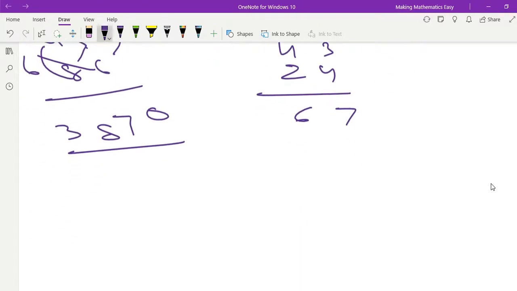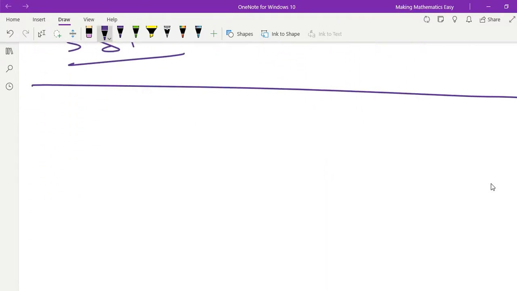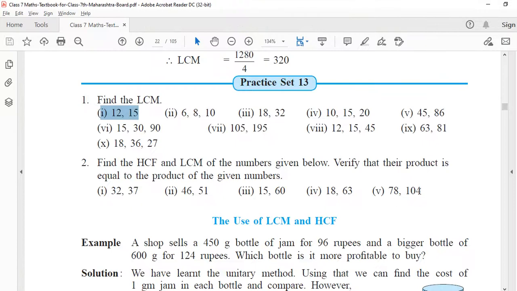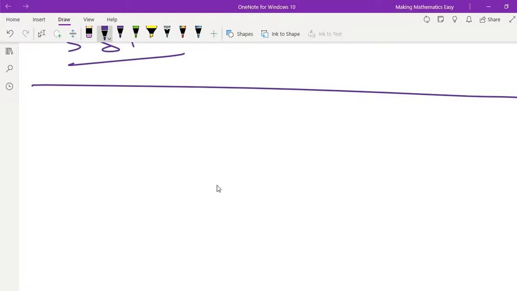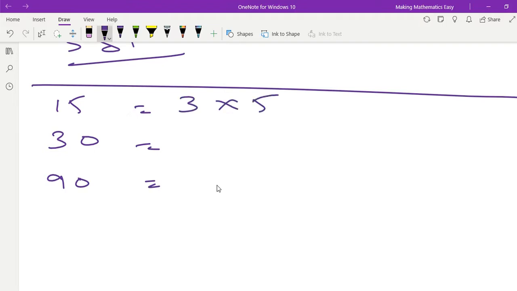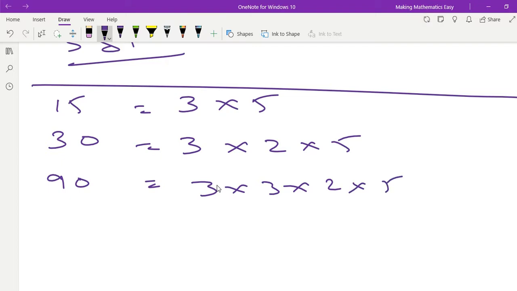Okay, let's move on to the next sum, which is 15, 30 and 90. So 15 we already know, it is 3 into 5. This is 3 into 2 into 5, and this is 3 into 3 into 2 into 5. Correct?